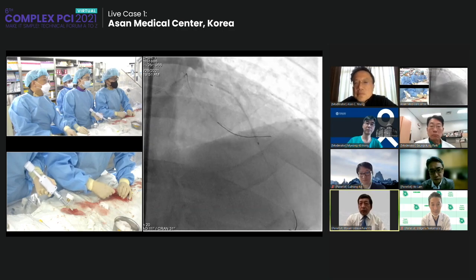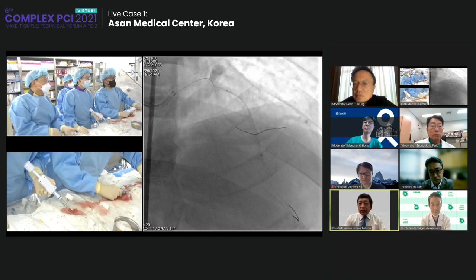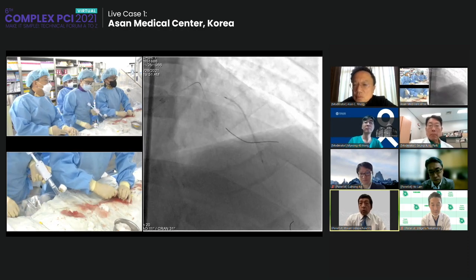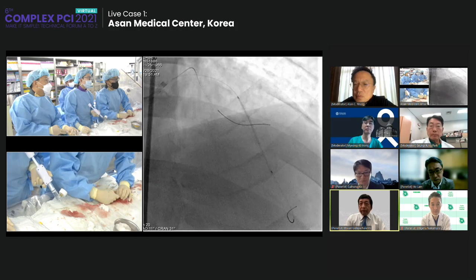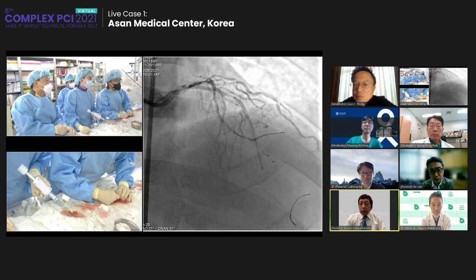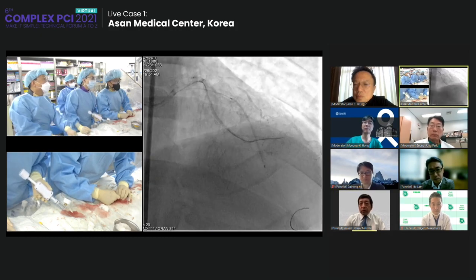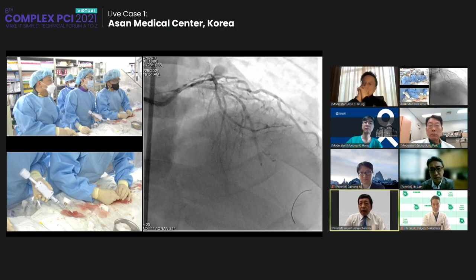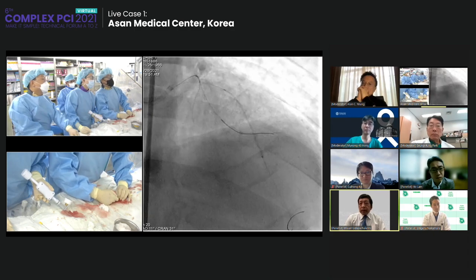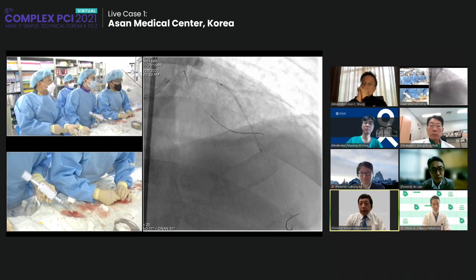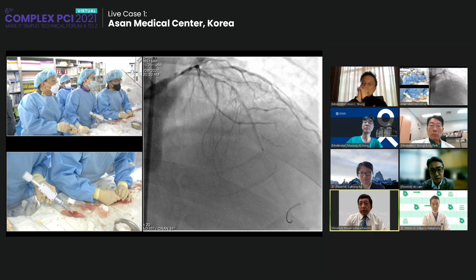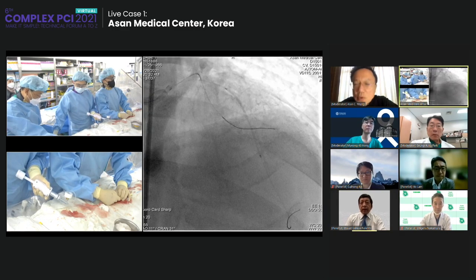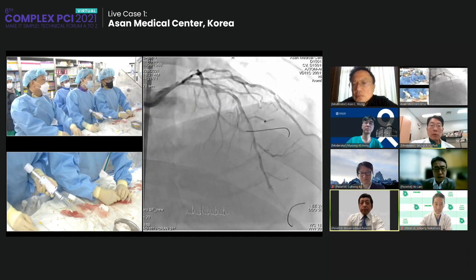From this, I was finding, I think this is a very diffuse disease in the LED, all the way. So I think if we want to avoid the long full metal jacket, maybe the distal part we can treat with a drug eluting balloon and maybe just stent to the mid part of the LED. I think that's maybe another option so that you can avoid the full metal jacket. Togo, I think it's okay, right?